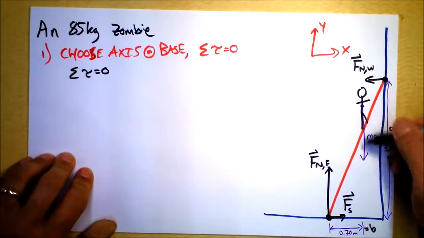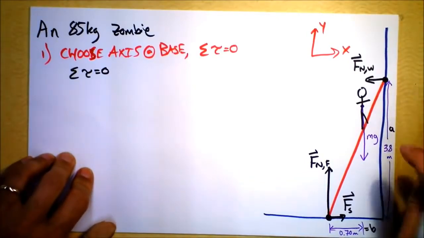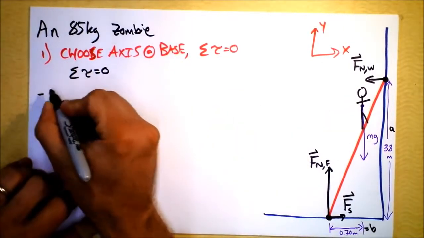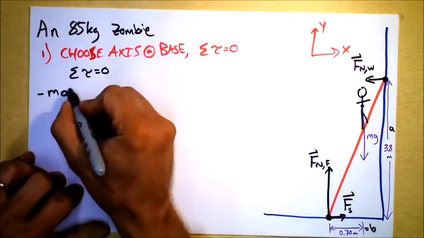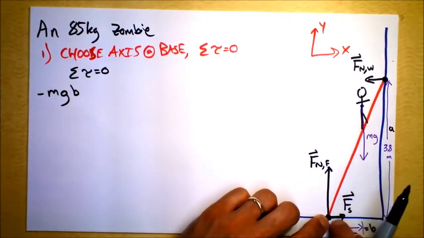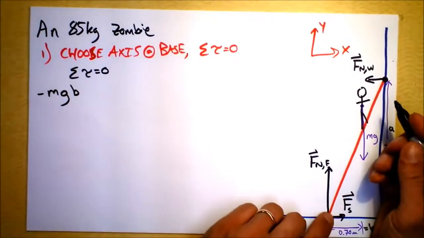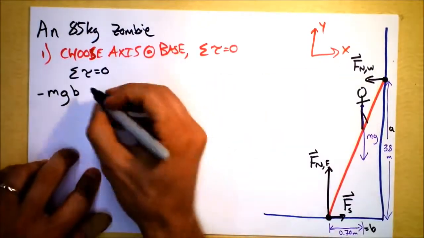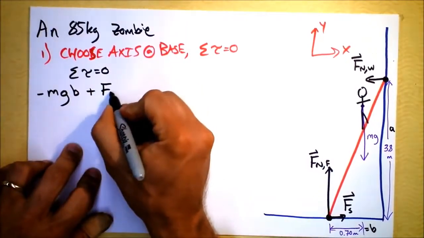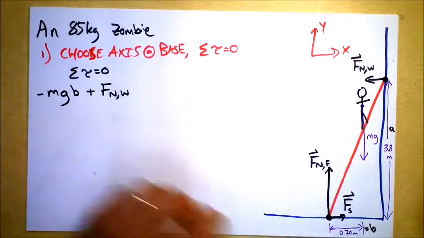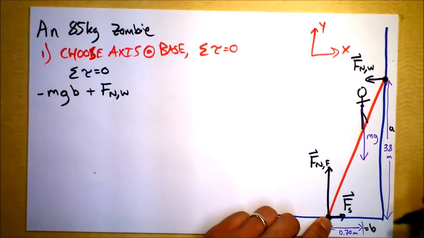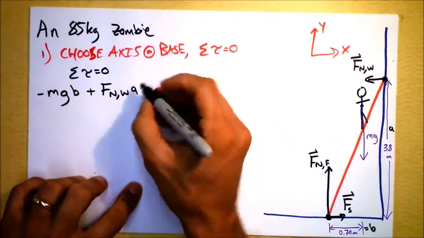There is a torque from the weight of the zombie, and that torque tends to cause, about this point, a clockwise rotation, so it's negative. We're going to write negative m times g times the distance b. That's the normal distance that force acts away from the axis of rotation. And then there's another torque caused by this force right here. That's going to be a counterclockwise rotation, so we'll add it. That is plus the normal force from the wall, and we need the distance that acts normal to the force. It's that direction, and so this is A. All right, and that equals 0.